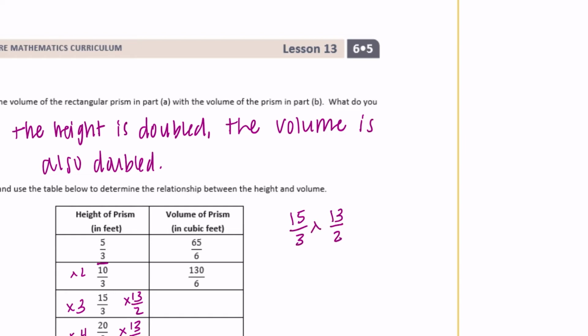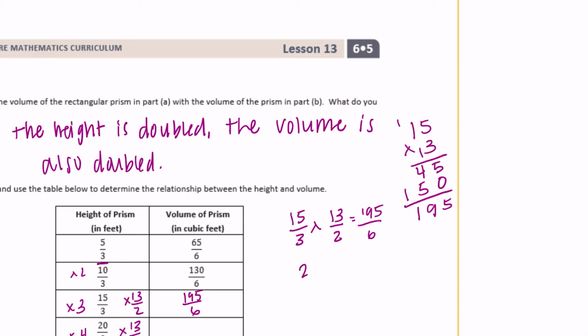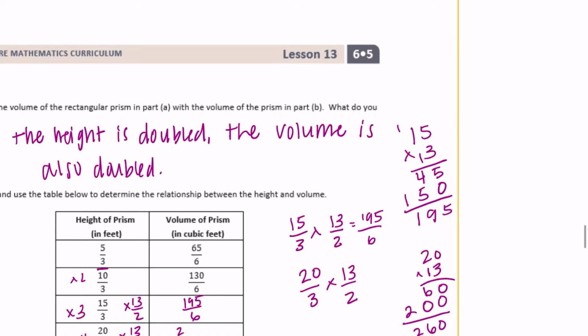times 13/2 was 15 times 13 is 195/6, and they didn't reduce any of these, so I'm going to leave it at 195/6, and then 20/3 times 13/2. What is 20 times 13? We get 260/6.